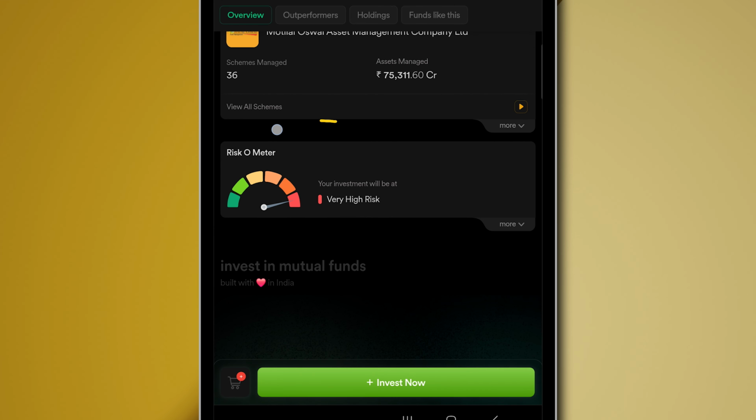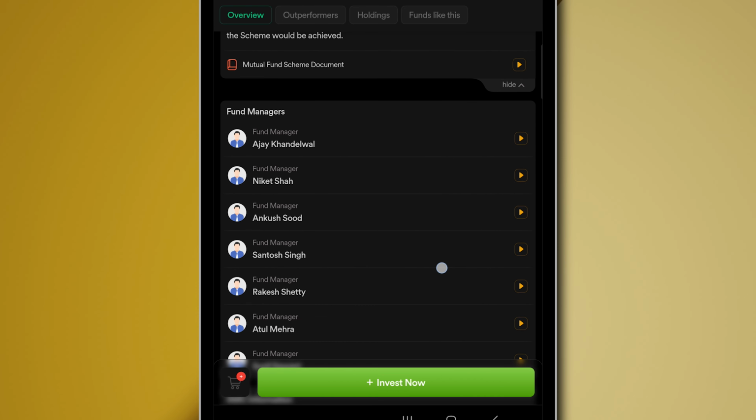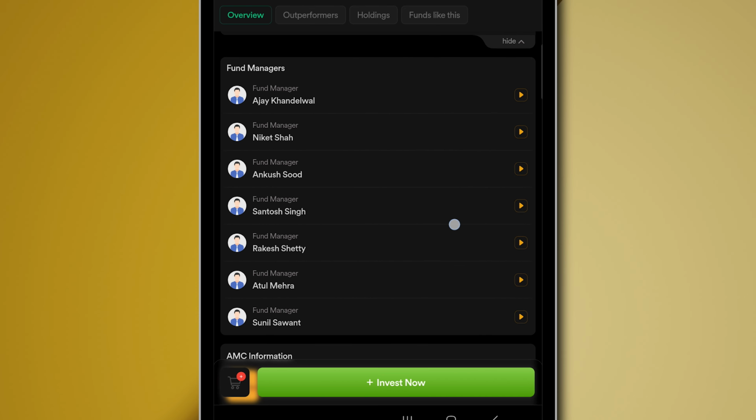There is a riskometer over here, and of course it's an equity investment with large and mid caps both, so I am not surprised that the riskometer says that this is very high risk. Of course, equity is a matter of risk. We should all know that.